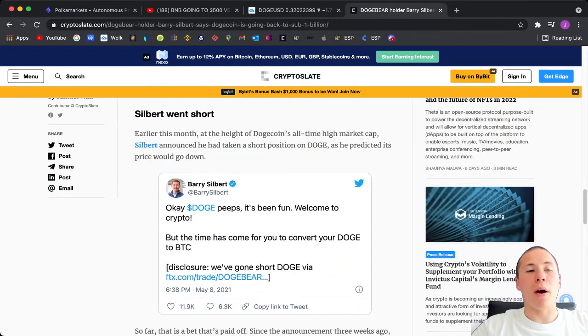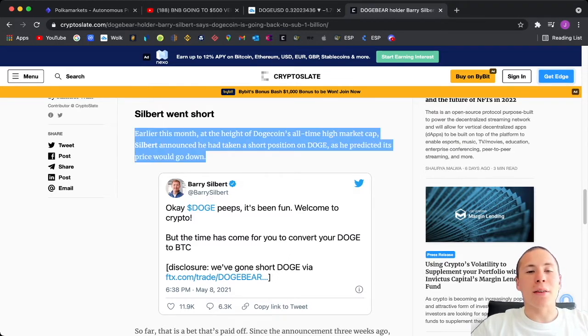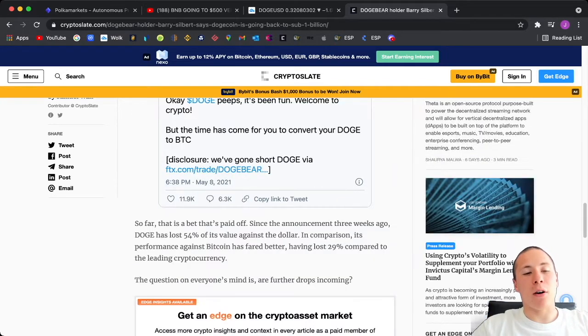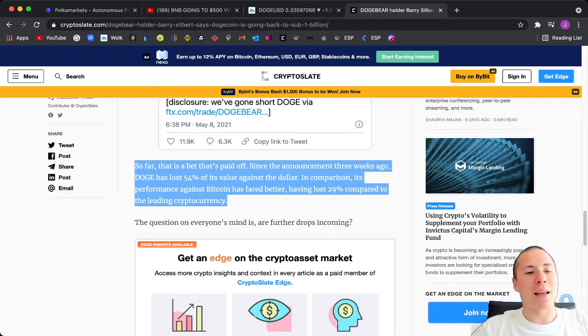So Silbert went short on Dogecoin. Earlier this month, at the height of Dogecoin's all-time high market cap, Silbert announced he had taken a short position on Doge as he predicted its price would go down. As you can see, the tweet has been placed over here. So far, that is a bet that's paid off. Since the announcement 3 weeks ago, Doge has lost 54% of its value against the dollar. In comparison, its performance against Bitcoin has fared better, having lost 29% compared to the leading cryptocurrency.